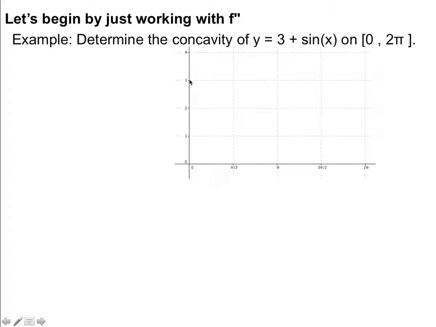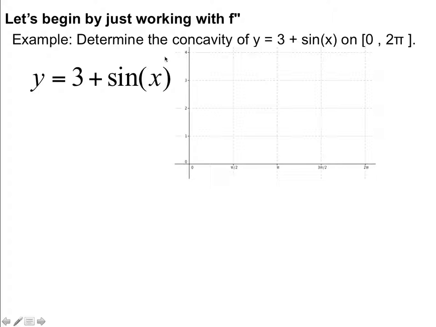Okay? So really, we could graph this already. It's going to start here. It's going to go up 1. Going to come back down through pi. Then it's going to go down to negative 1 and then come back up at 2 pi. Okay? But we're going to work on sketching this by just working with the second derivative.